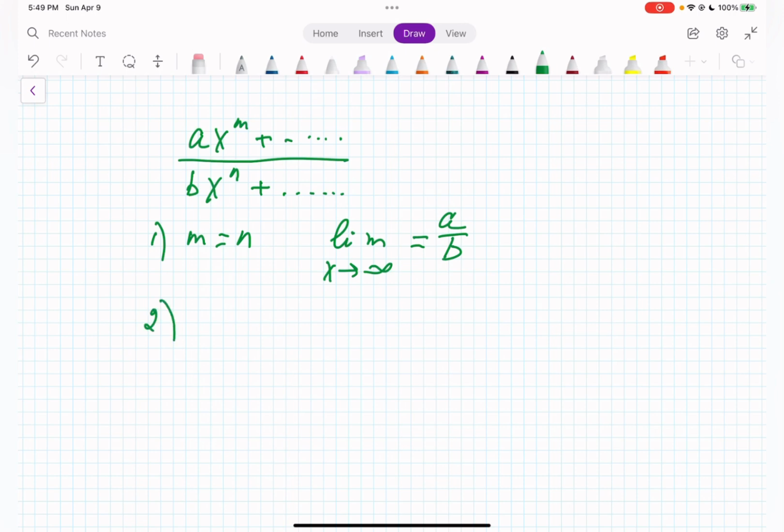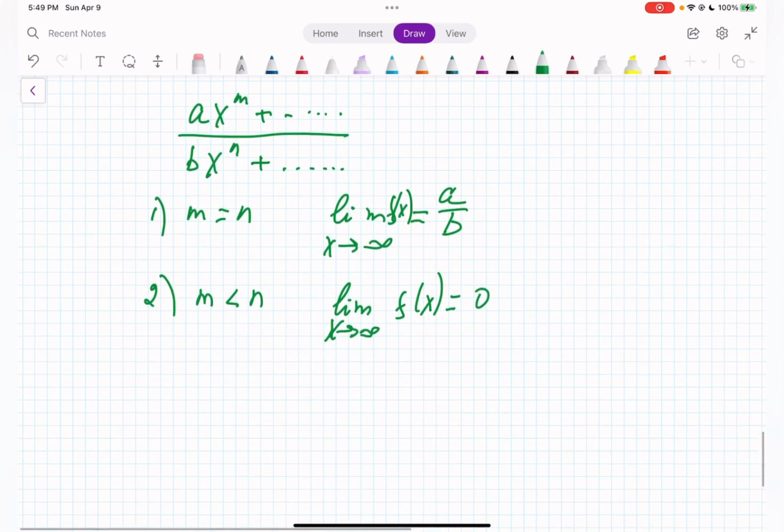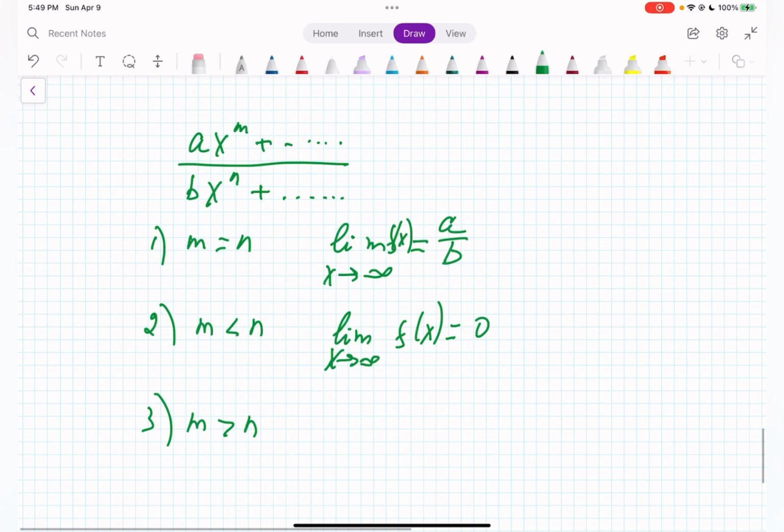Second case: if degree m is less than degree n, then the limit as x approaches infinity of f of x is equal to 0. And the third case: if m is greater than n, what do we get? An improper fraction, right? A higher degree than the denominator. Improper fraction means the limit does not exist.